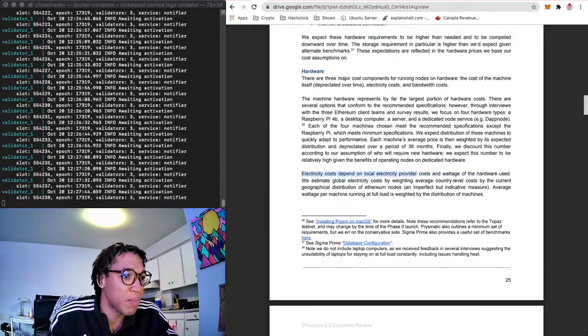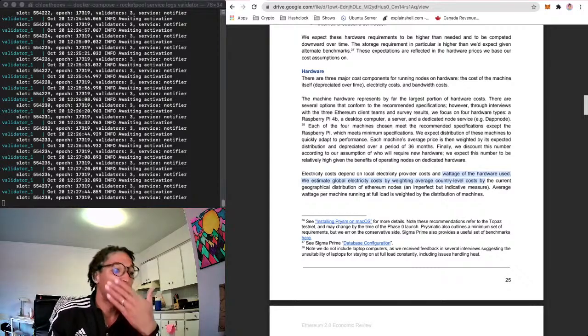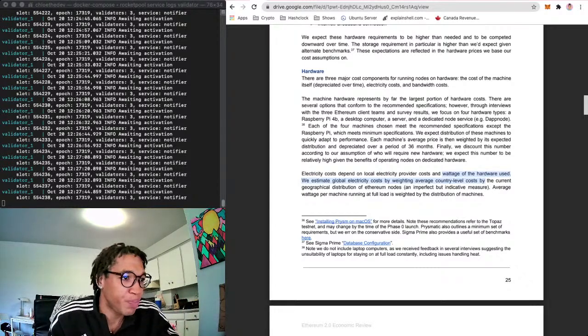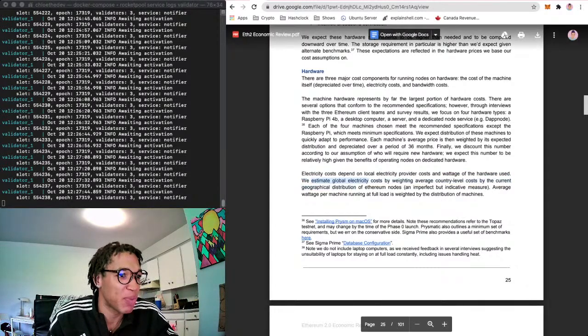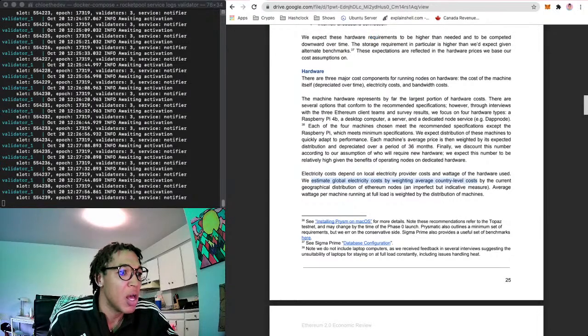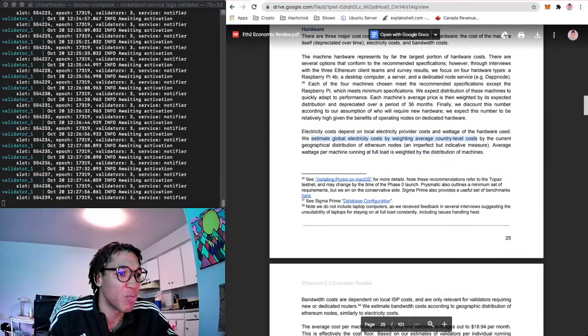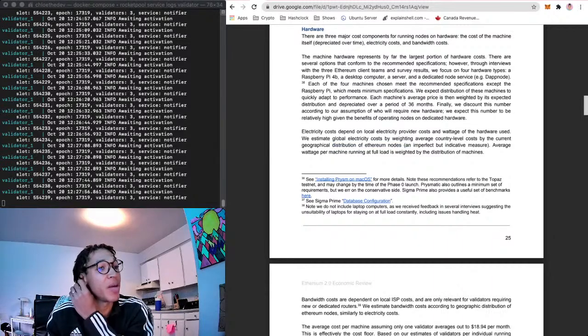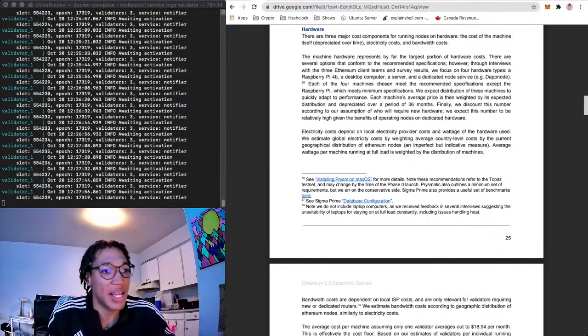Electricity costs depend on local electricity provider costs and wattage of hardware used. So Raspberry Pis will use low wattage as well, which is super cool. We estimate global electricity costs by weighted average country level cost by the current geographical distribution of Ethereum nodes. Again, it's an imperfect but indicative measure.